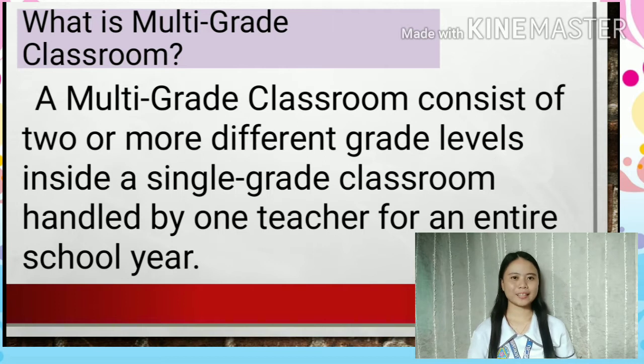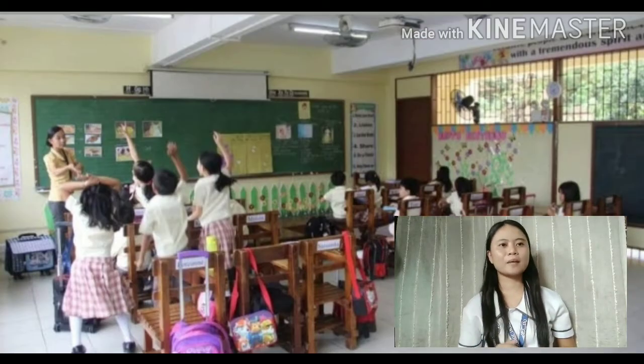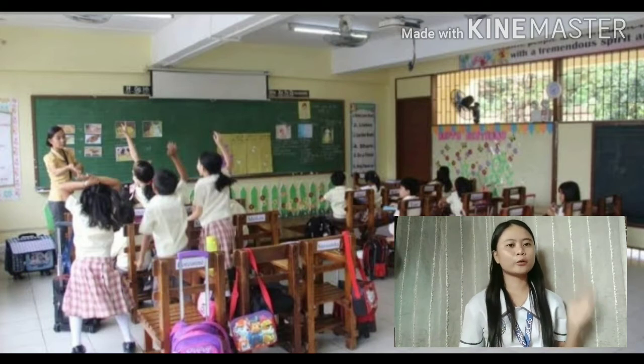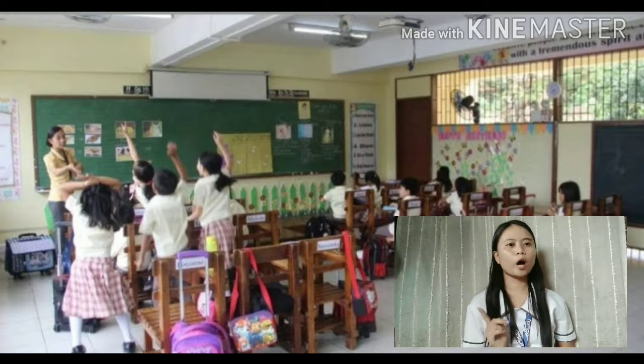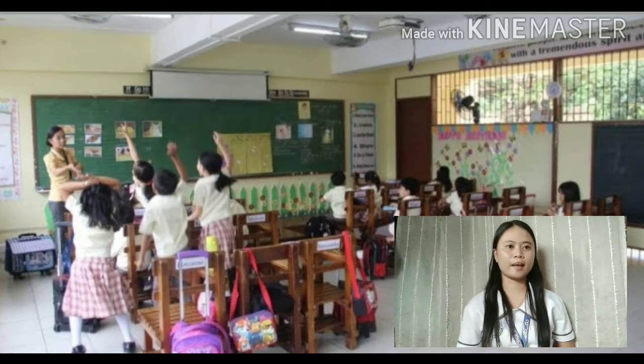What is a multi-grade classroom? A multi-grade classroom consists of two or more different grade levels inside a single classroom handled by one teacher for an entire school year. It is a setup composed of two or more grade levels in one classroom. For example, a grade 1 level and a grade 2 level are in just one room with one teacher, but the teacher will teach them by level.